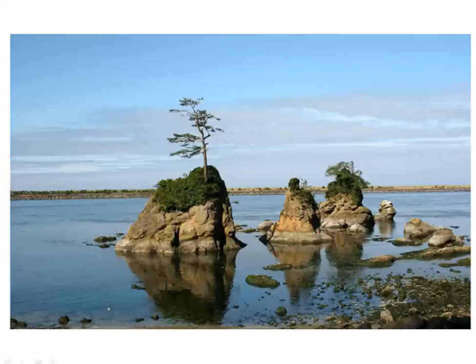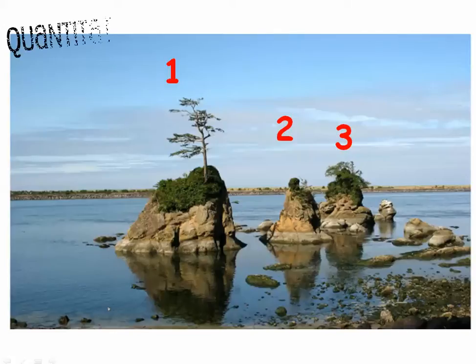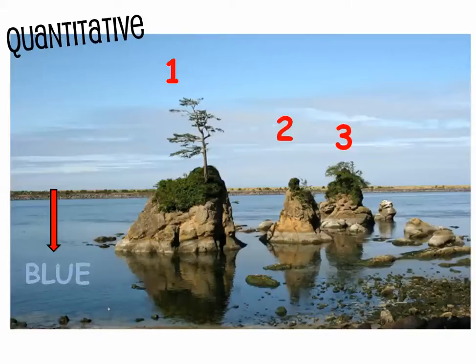In this picture, we can make several different types of observations. There are 3 rock formations. We're assigning a number, 3, to our observation, therefore that is a quantitative observation. We also notice that the water is blue. No number associated with it, just a color. Blue water becomes a qualitative observation.